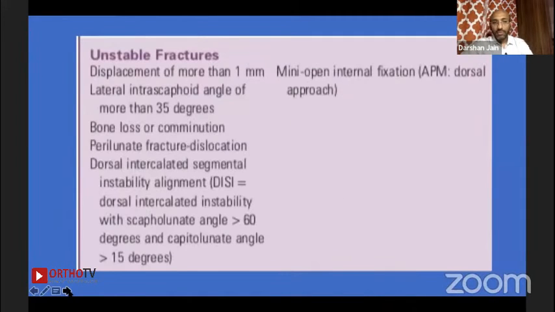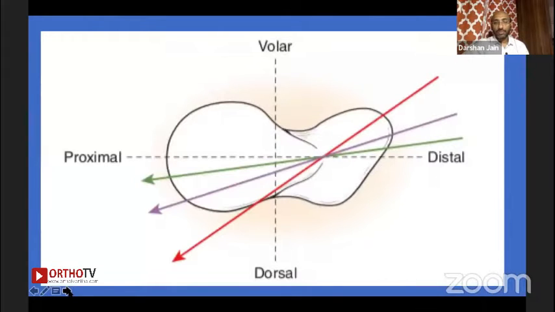So, unstable fracture: when do you call it unstable? When there is a displacement of more than 1 millimeter, a lateral interscaphoid angle of more than 35 degrees, bone loss or comminution, a perilunate fracture dislocation, or a DISI deformity of more than 60 degrees and a capitolunate angle of more than 15 degrees. So these are the unstable situations in which we always tend to fix the fractures.